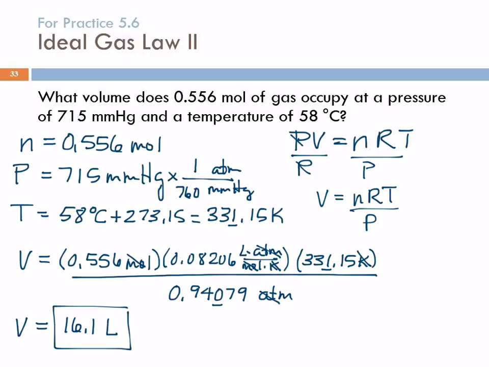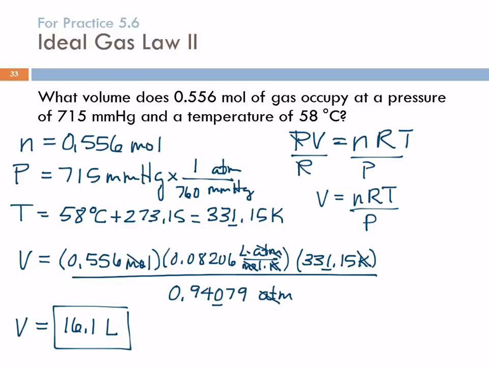Any questions? Is torr the same thing as mmHg? Torr and millimeters of mercury are different names for exactly the same thing. So if you had torr, you'd use the same conversion, but it would be 1 atmosphere per 760 torr.